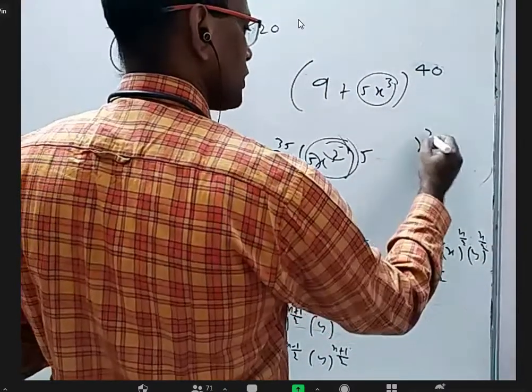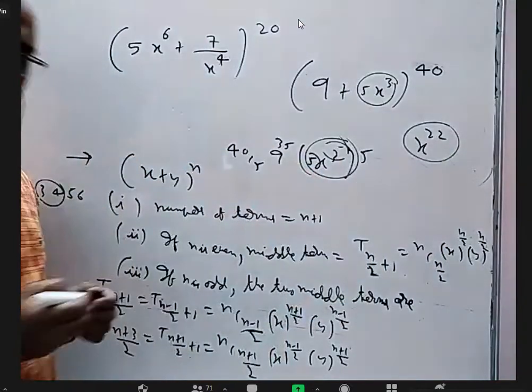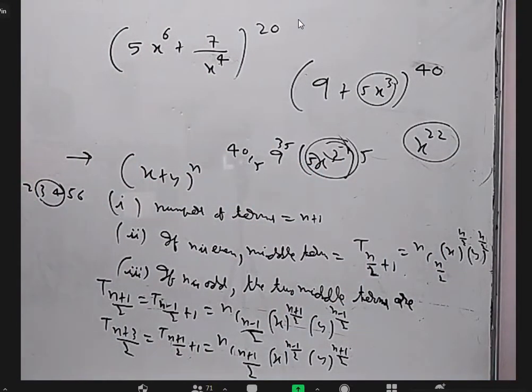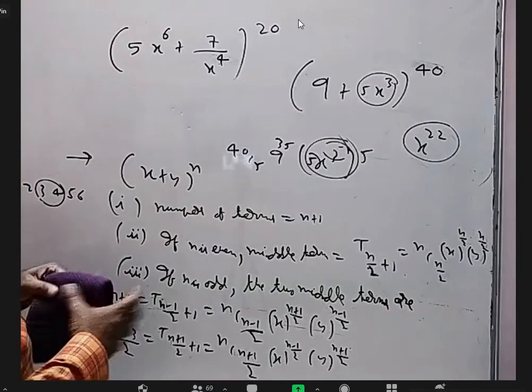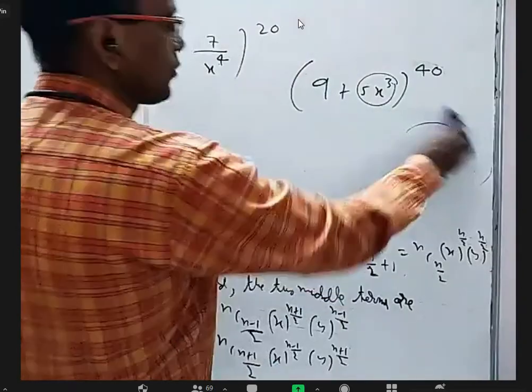What is the x power 22 coefficient in this expansion? There is no x power 22 term. So what is the answer then? 0. Yes. When the term doesn't exist for that power of x, then we say the coefficient is 0. Right? Okay. So if you have only one thing like this, it's okay.